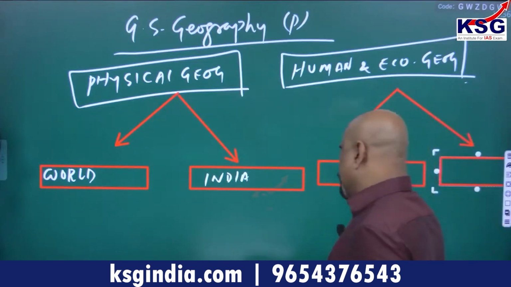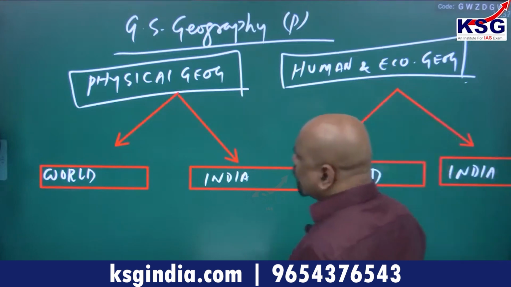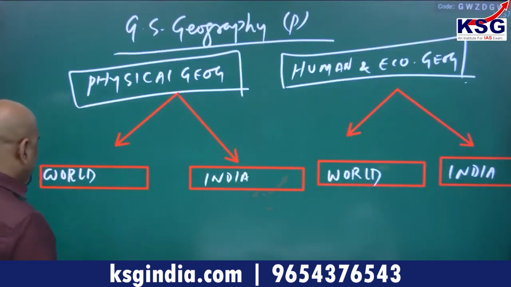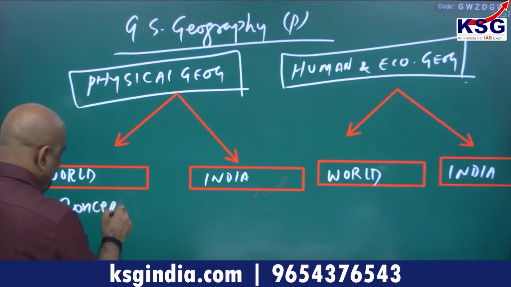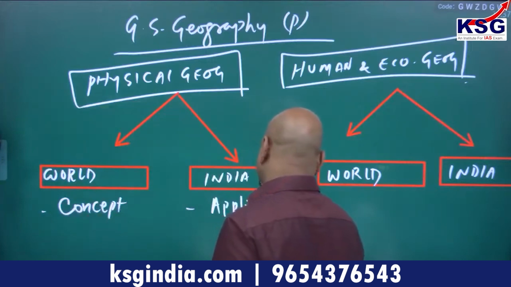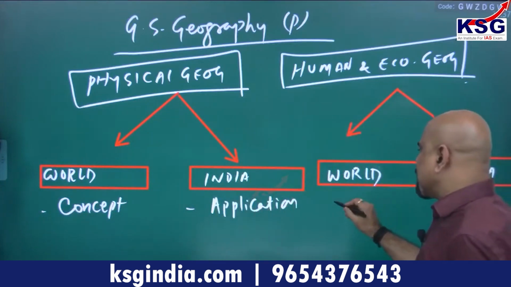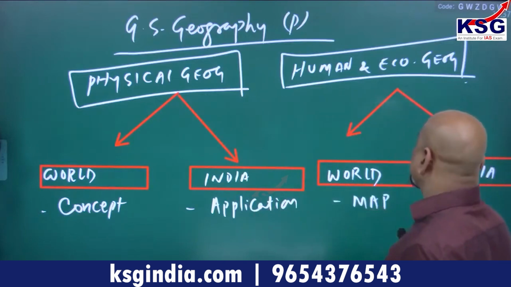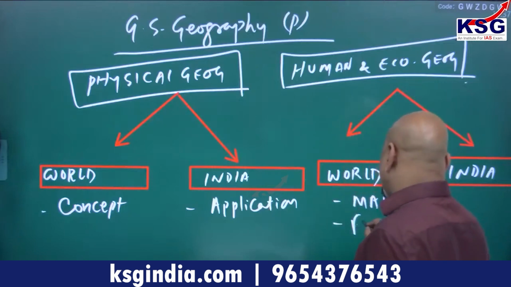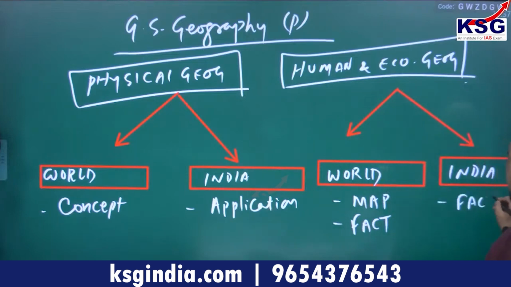Now what we need to do: world geography and geography of India. If I go for the weightage in the physical geography of the world, the majority here is concept based, but the India part is application based. It is mostly application based, and in the world geography part, mostly it is map based. Human geography is mostly map based in world geography, and it is fact based. The India part is mostly fact and application.